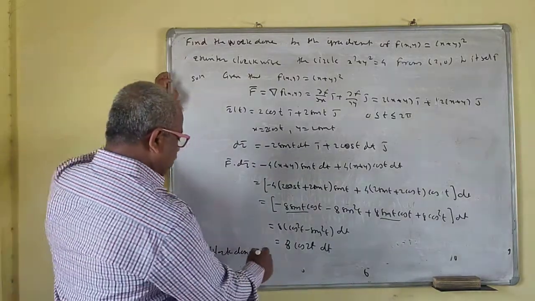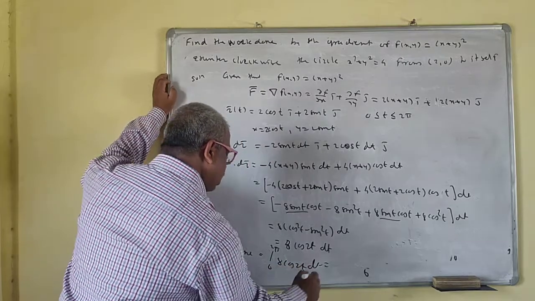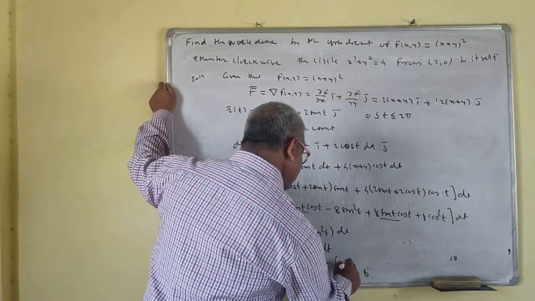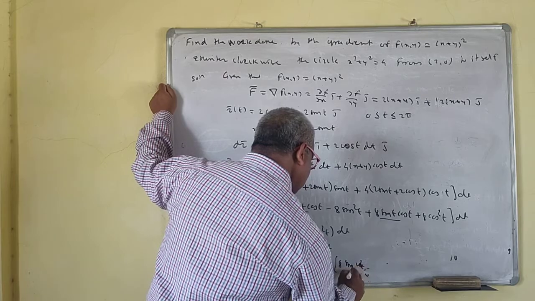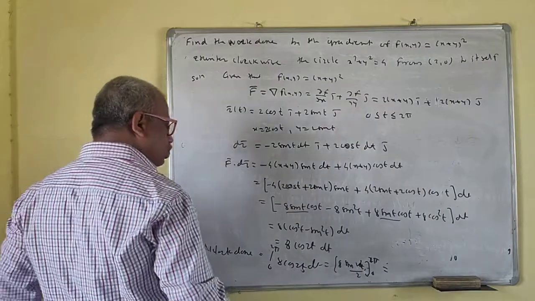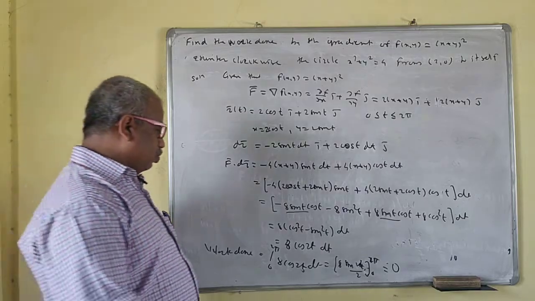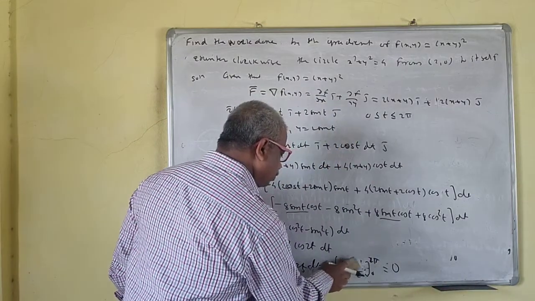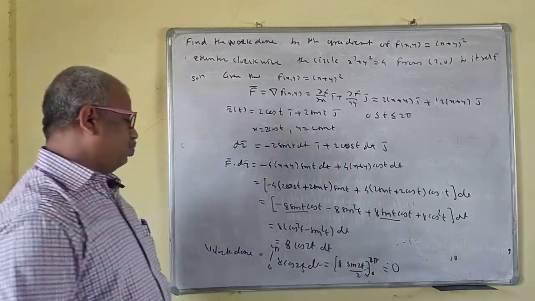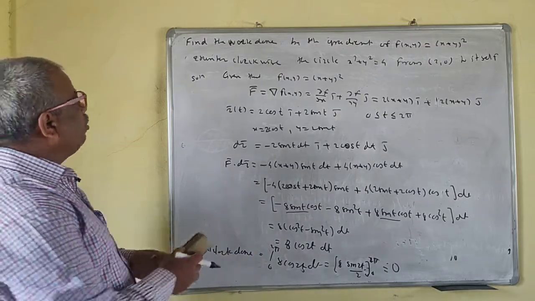Okay, so the integration is from 0 to 2 pi of 8 cos 2t dt. So this is 8 times sin 2t upon 2, from 0 to 2 pi. So this is sine function, so it is 0. Sin 4 pi is 0, sin 0 is 0, so that means the value is 0 now.